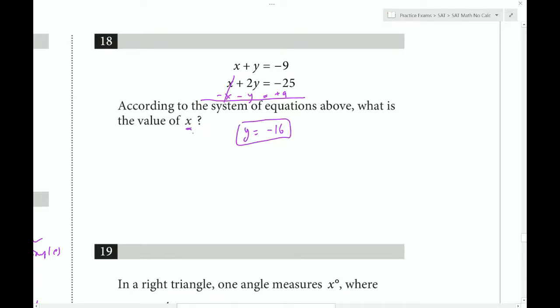But they're not asking for y, they're asking for x. So I'd have to plug back in. So I get x plus negative 16 equals negative 9. I add 16 to both sides, and I get x equals 7.